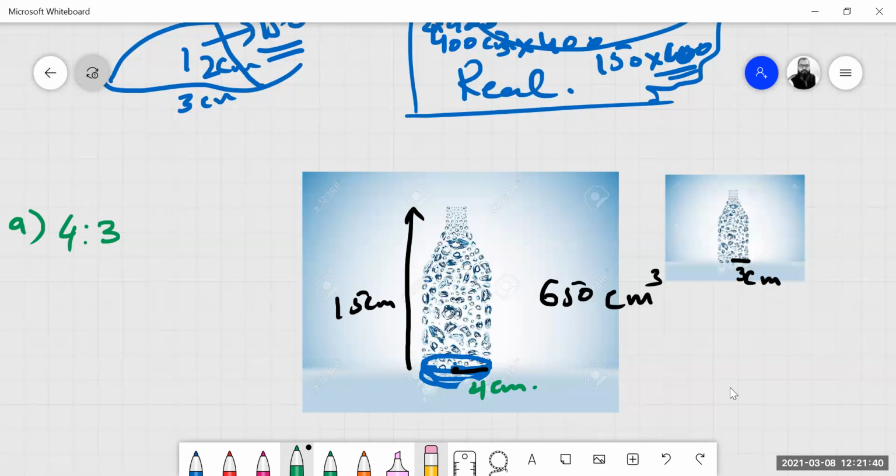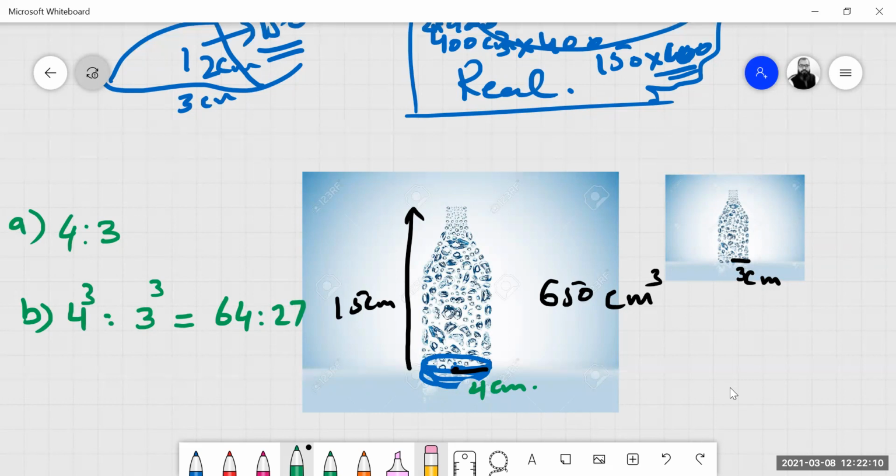Okay, B. What is the volume ratio? What will be the volume ratio? 4 cubed ratio 3 cubed. So the volume ratio will be 64:27. Understand? What will be the area ratio? We will take the squares. For the volume ratio, we are taking the cubes.